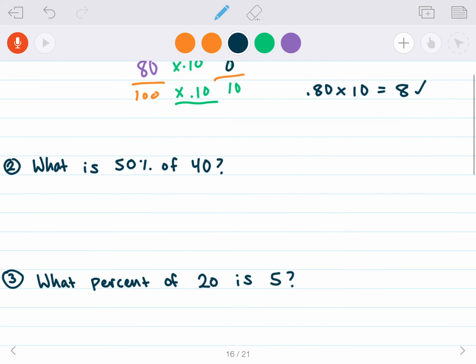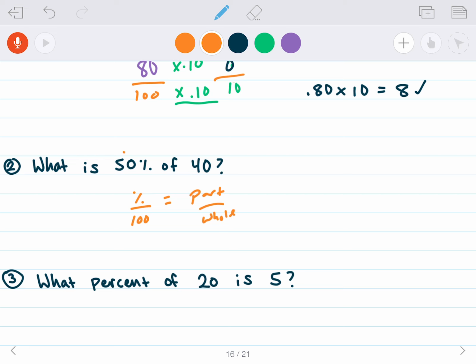Okay? Let's try number 2. What is 50% of 40? Or what is half of 40? We know that to be 20. Let's prove that with equivalent fractions. So we have percent out of 100 equals part over whole.